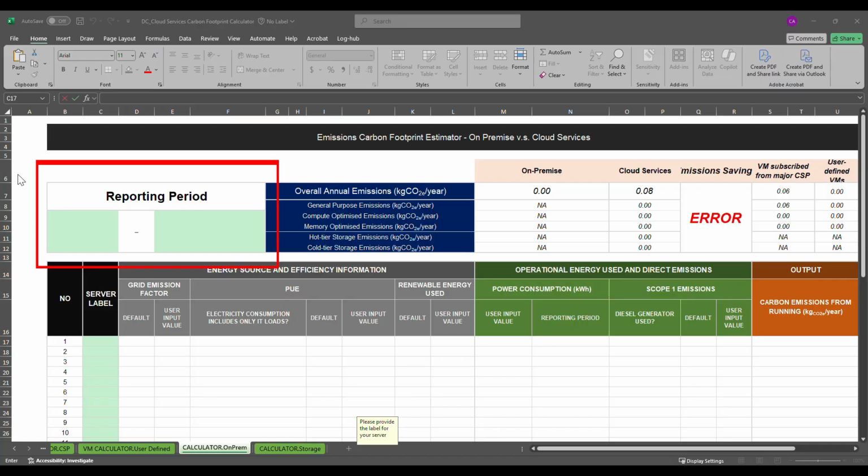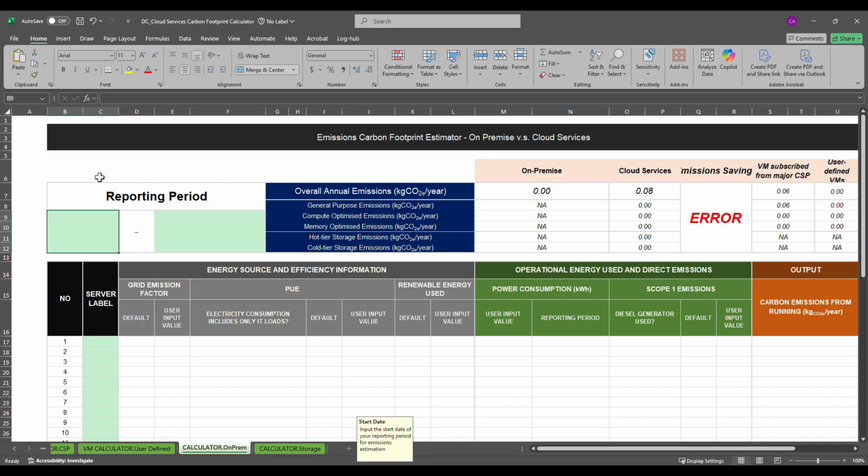At the top of the sheet, you will find the reporting period and summary of emissions. The reporting period indicates the time frame for your emissions reporting, such as the past year, quarter, or half year. This acts as both an identifier for your emissions data and a guide for what input values are needed for accurate calculation.